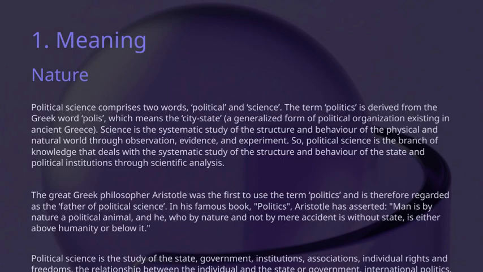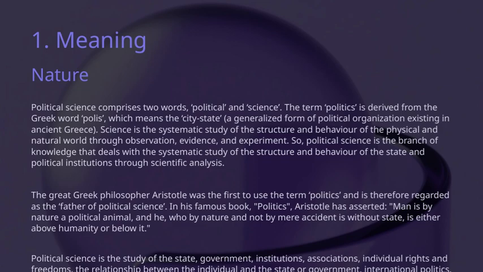The word political comes from politics, which itself is derived from the Greek word polis, meaning city-state. This was a form of political organization in ancient Greece, and it laid the foundation for modern political science. The word science refers to the systematic study of the natural and physical world through observation, evidence, and experimentation. So, when we talk about political science, we're referring to a branch of knowledge that systematically studies how the state and political institutions are structured and how they behave, all through scientific analysis.